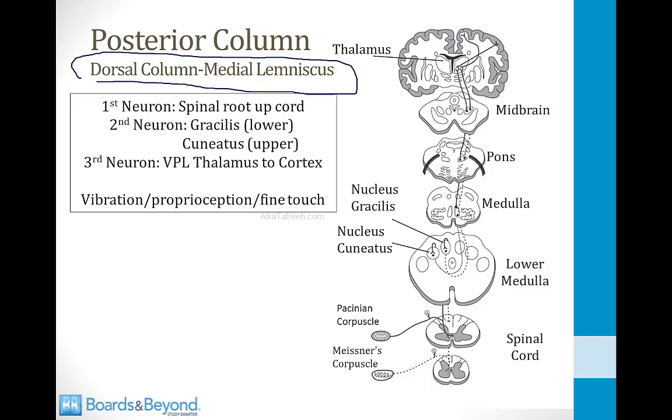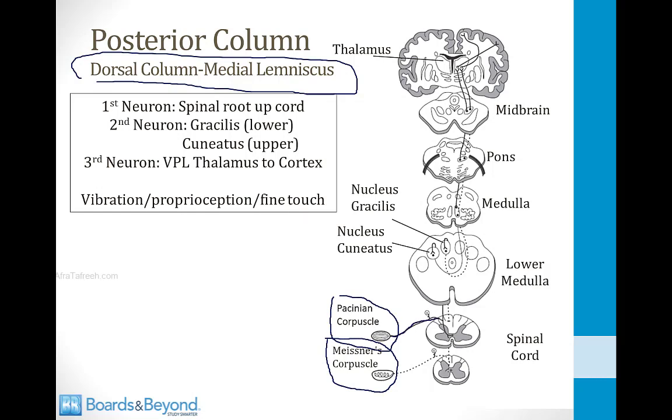So let's look down here at the picture on the right. You have structures called Meissner's corpuscles out in your periphery, and these are structures that sense touch, and you have other structures called Pacinian corpuscles that sense vibration and pressure. And when they get stimulated, they are going to send nerve information into the spinal cord.